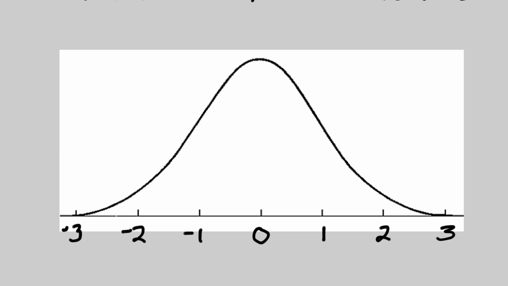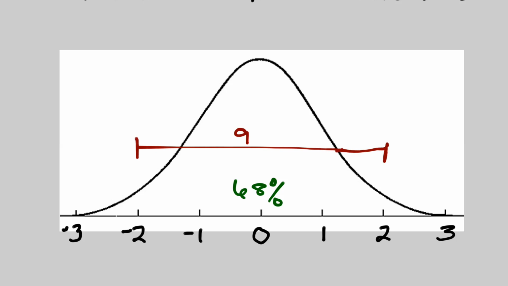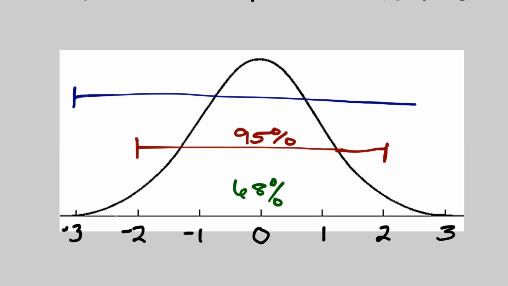Okay, so the same idea. 68% of the data is in the middle, or close to the mean, within 1 standard deviation of the mean. 95% of the data is within 2 standard deviations of the mean, and then 99.7% of the data is within 3 standard deviations away from the mean.